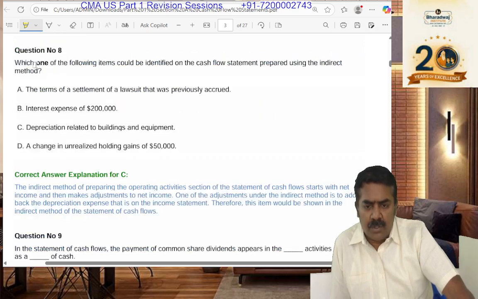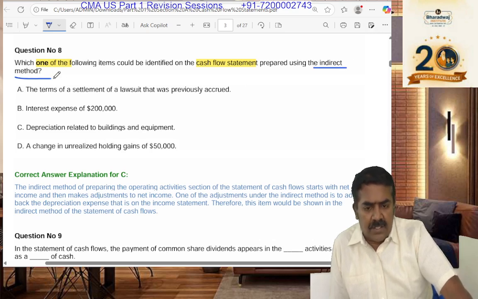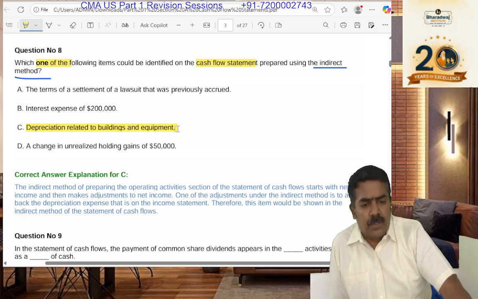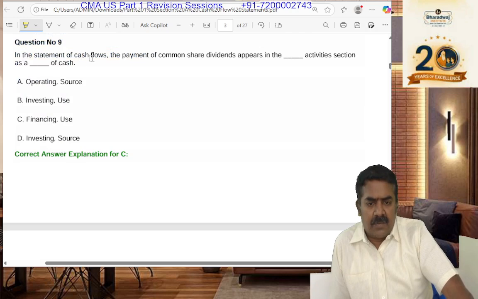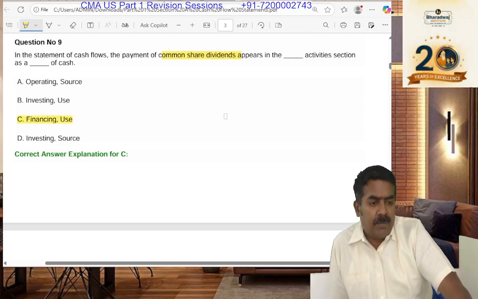Question number 8. Which one of the following items could be identified as a cash flow statement prepared using the indirect method? We adjust for non-operating items, non-cash items, etc. Depreciation is related to building or equipment; a non-cash item, we add. In a statement of cash flows, the payment of common share dividend, dividend paid, will appear in financing activity. We use the money; we pay the money.